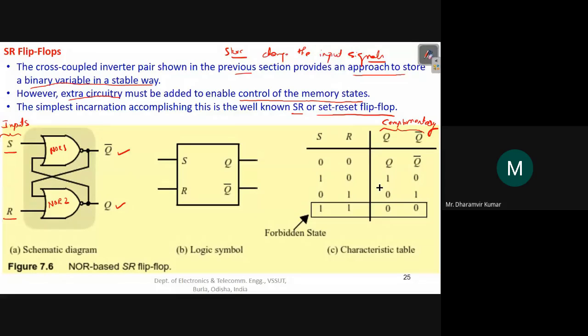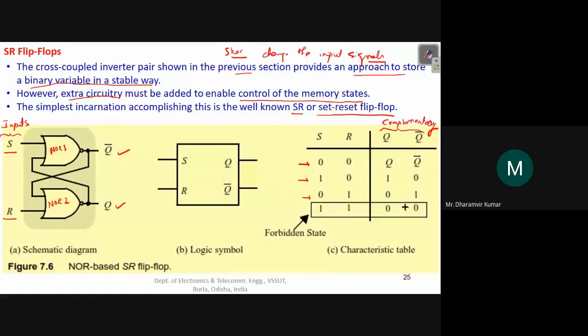If SR is 0 0, we know the previous output is maintained. If S is high and R is low, S high means set, setting the output high, so it will set the true output to high logic and the complement output will become low. The third condition is S 0, R 1: when the reset input is high, it will reset the true output to 0 and Q bar will become 1.